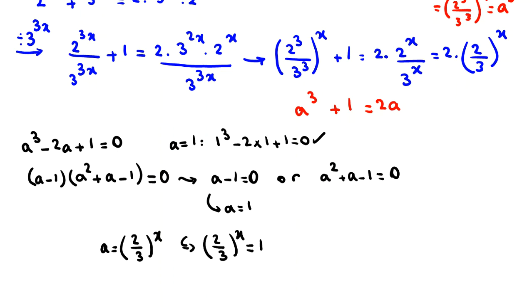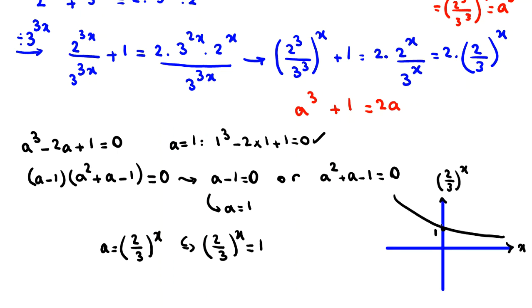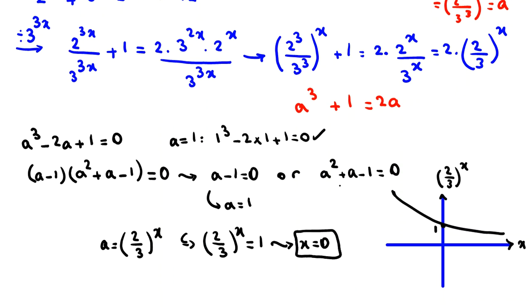Now, if I want to draw (2/3)^x, it will be this diagram. It goes to 0 for large x, and for large negative x, it will be positive infinity. So the only case that it is equal to 1 is when x equals 0. So we found one answer. Now, let's consider the second case.